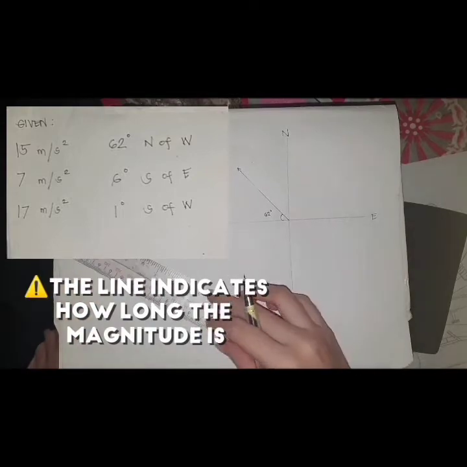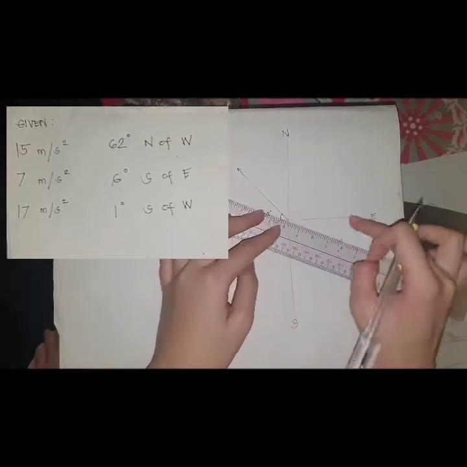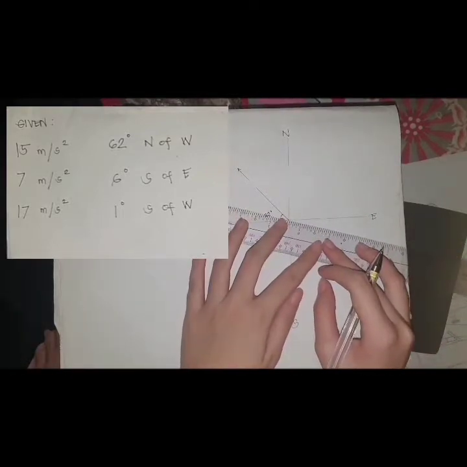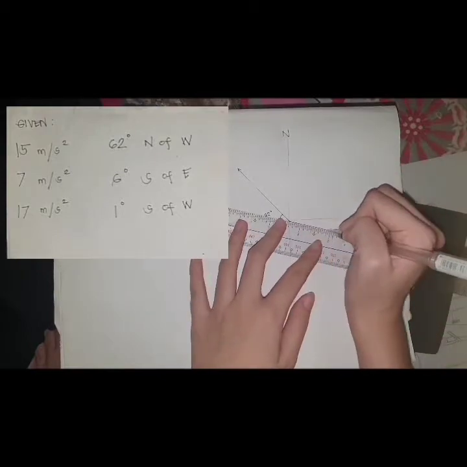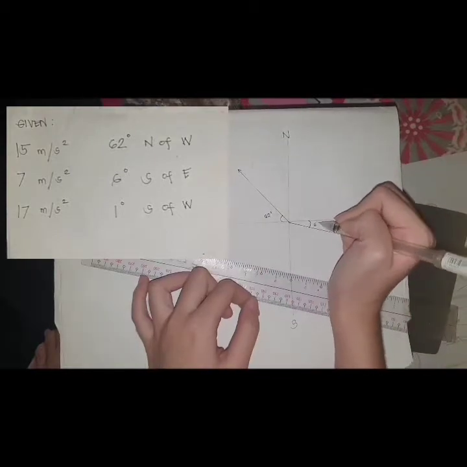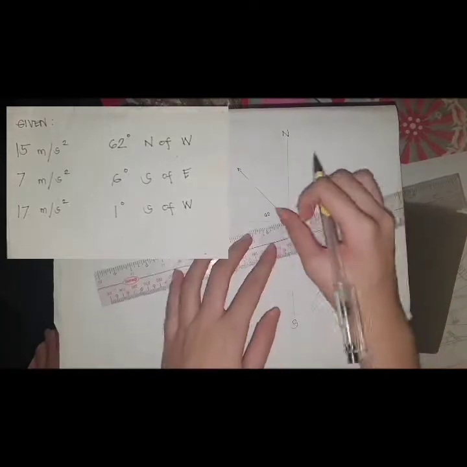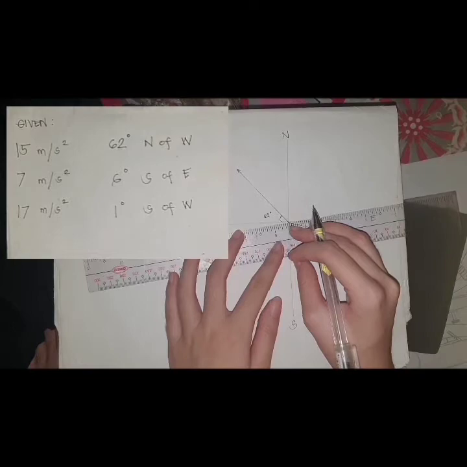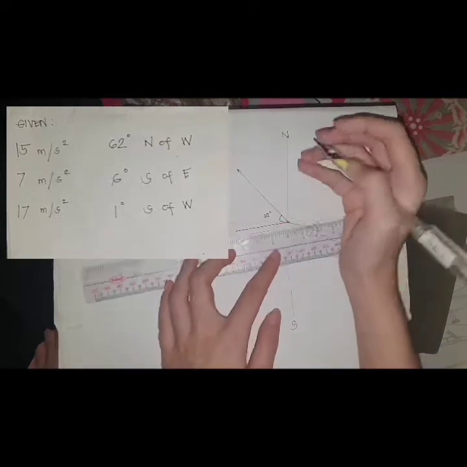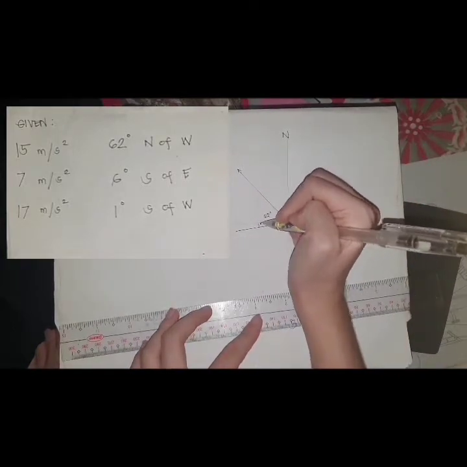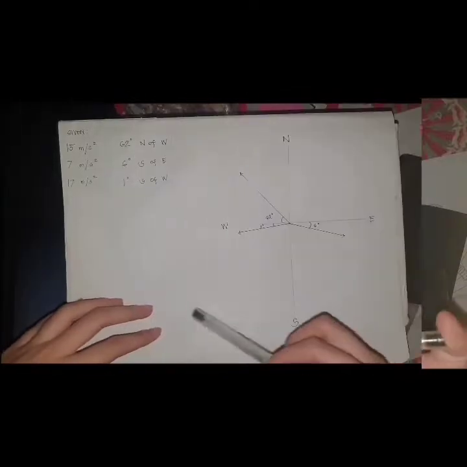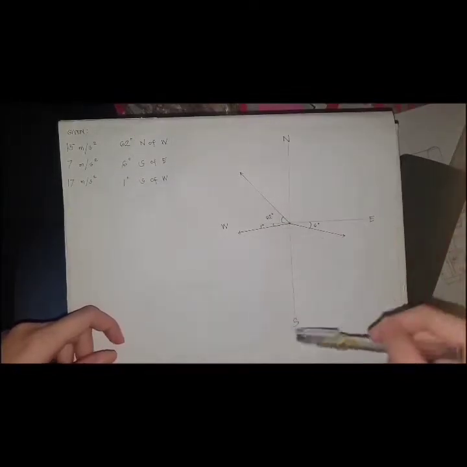Next thing to do is south of east, which is 6 degrees. Suppose this is 6 degrees. And finally 1 degree south of west. Suppose this is 1 degree southwest. So I already located the given on the Cartesian plane.